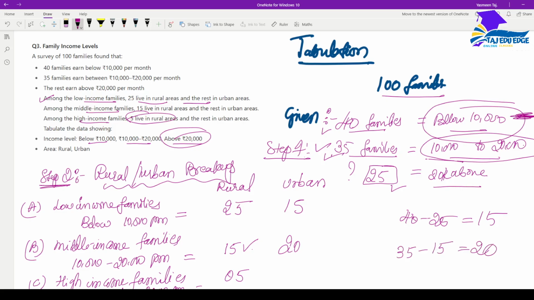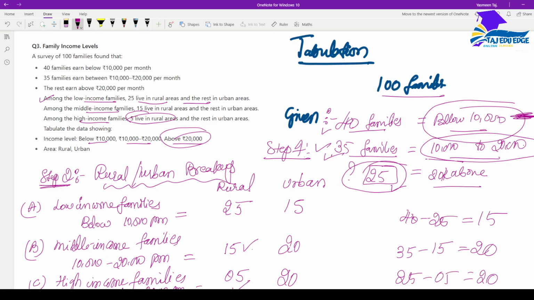Right. Next. Out of high income families, how many high income families are there? 25. Out of that, 5 families live in rural. How many live in urban now? 20. How did we get this 20? That is 25 minus 5 is equal to 20. This is how we get it.